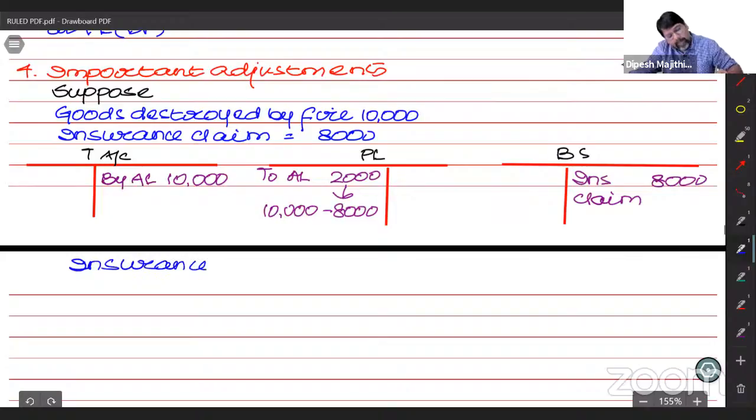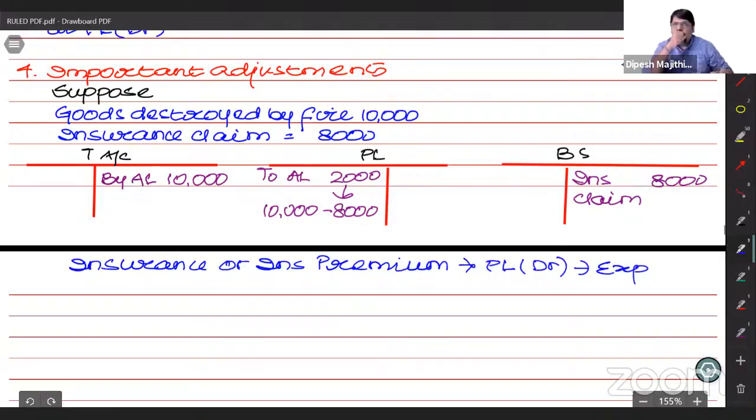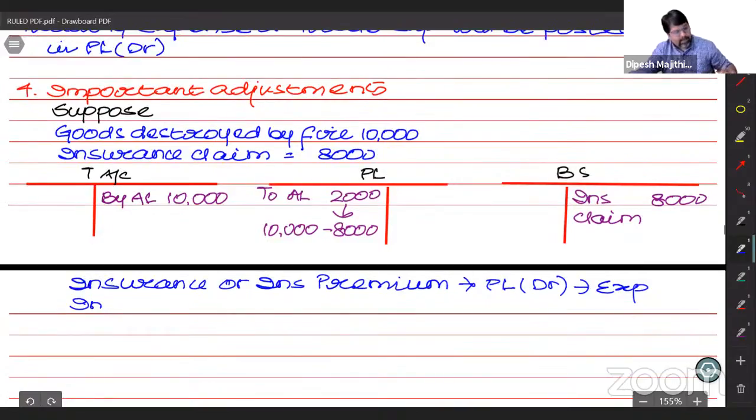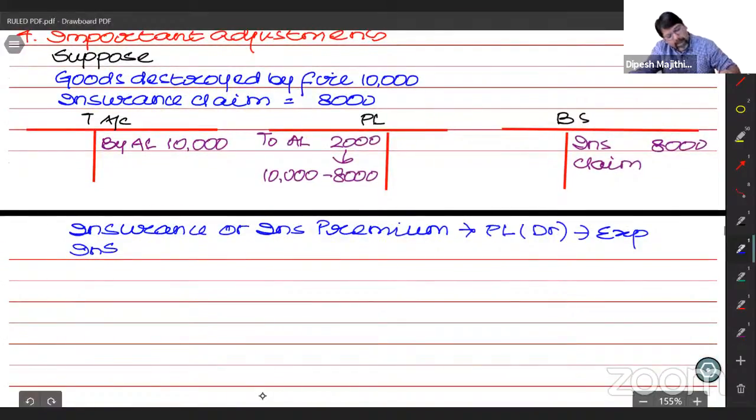Insurance or insurance premium comes in P&L debit. This is an expense. Only insurance or insurance premium will come in P&L debit. But insurance claim will come in balance sheet asset because that is receivable from the insurance company.